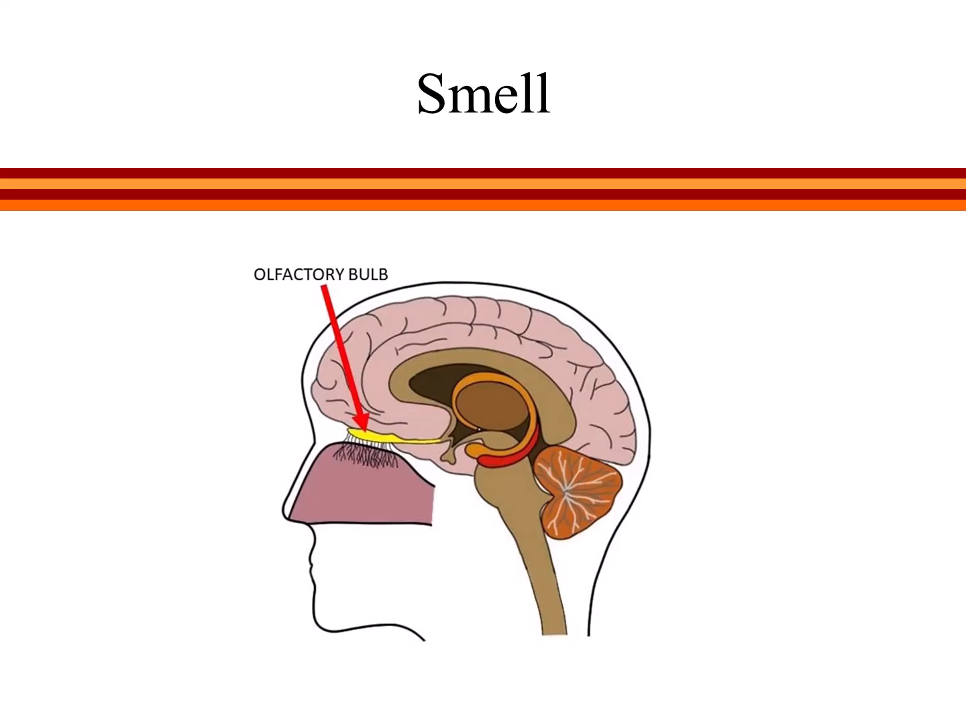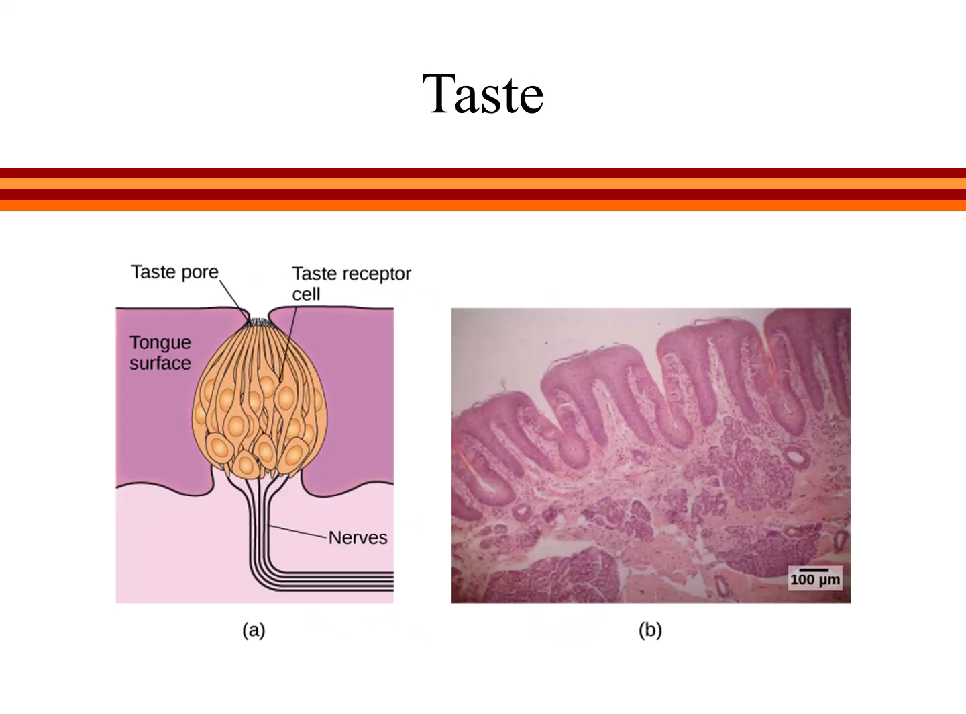Once an odor molecule has bound to a given receptor, it results in chemical changes that start an action potential. This information can then be sent to the olfactory bulb located at the tip of the frontal lobe, where it can be processed further. Moving on to taste, or gustation.